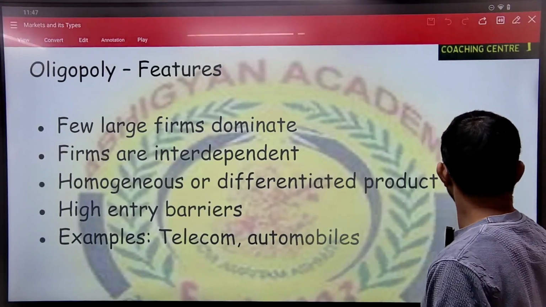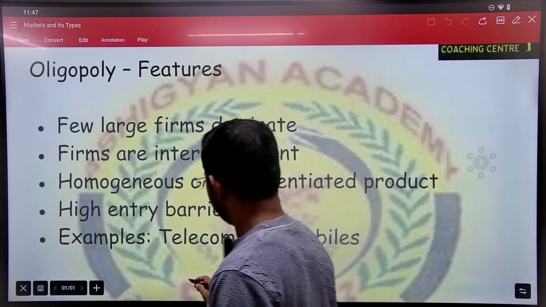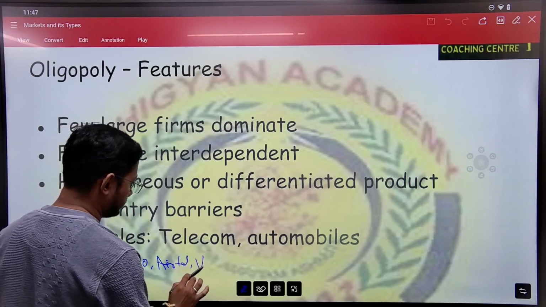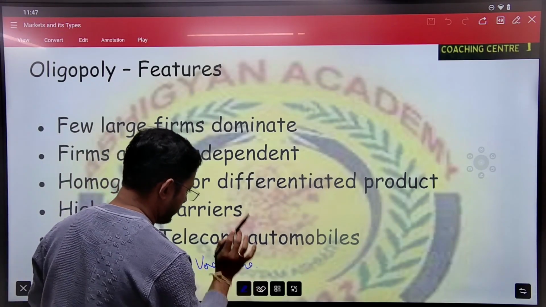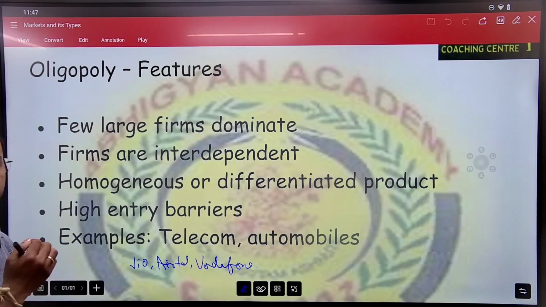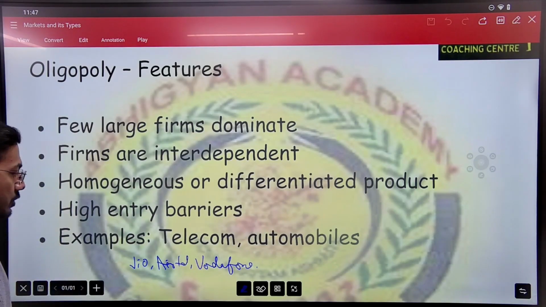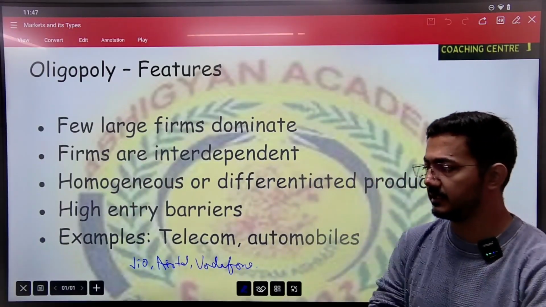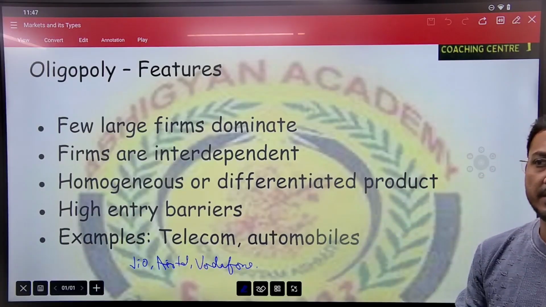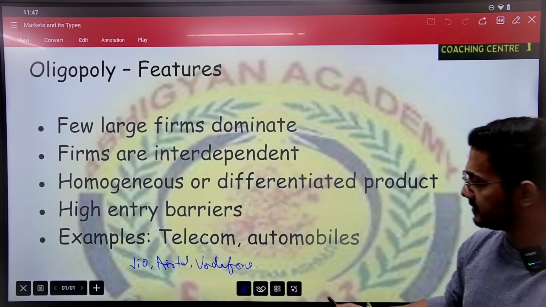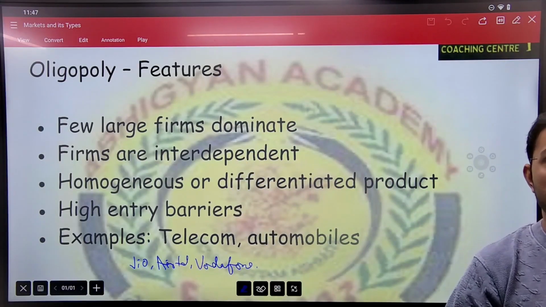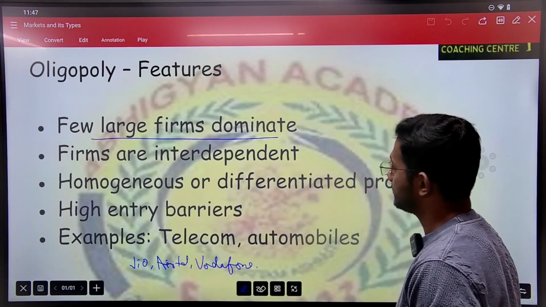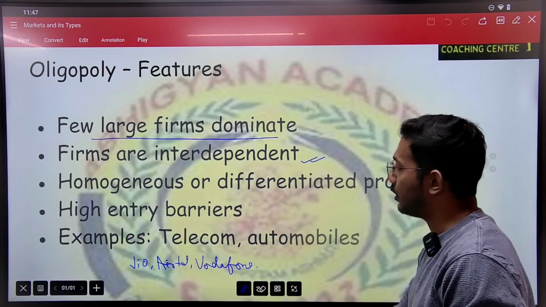Say for example, in India, say Jio, Airtel, Vodafone, they are the few telecommunication companies who dominate the telecom market. You won't say that there are 20, 30, 50 telecommunication aggregators. There are very few, 3, 4, 5 or 6 who are dominating in India. So here few large firms dominate, and these firms are interdependent on each other also.